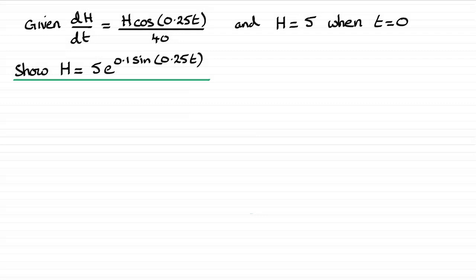Okay, so for this question, we're given this differential equation and these initial conditions, that is that h equals 5 meters when t equals 0 seconds. And we're asked to show that h equals this result here. So how do we do this?